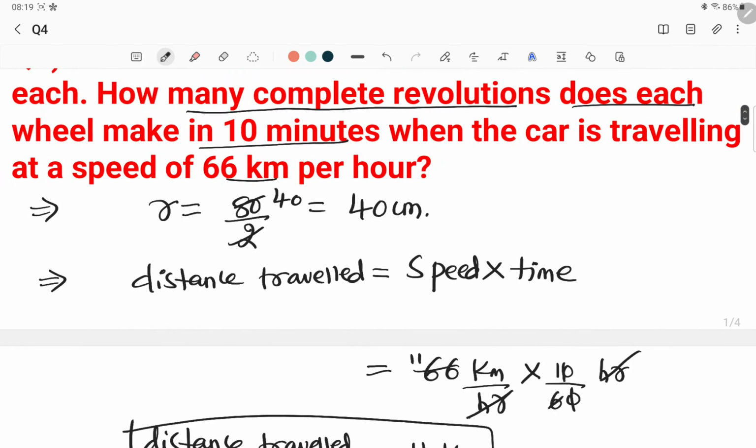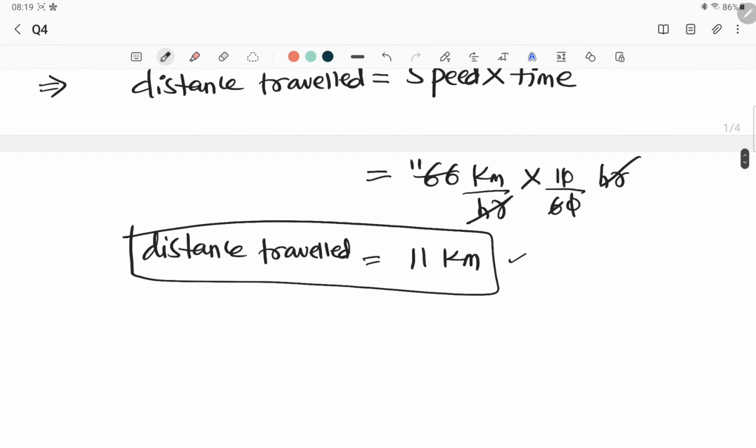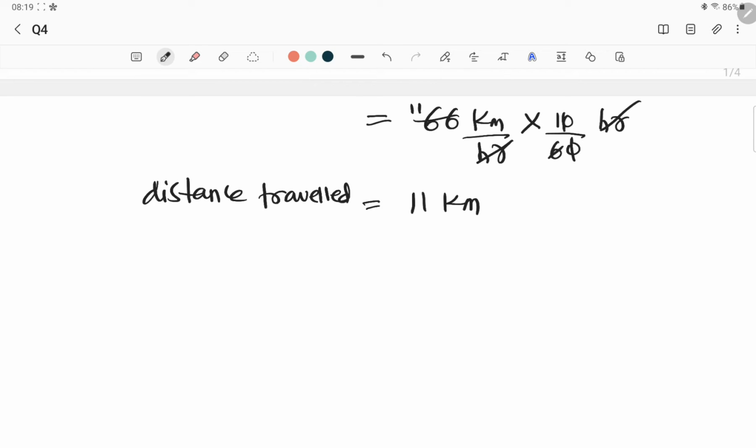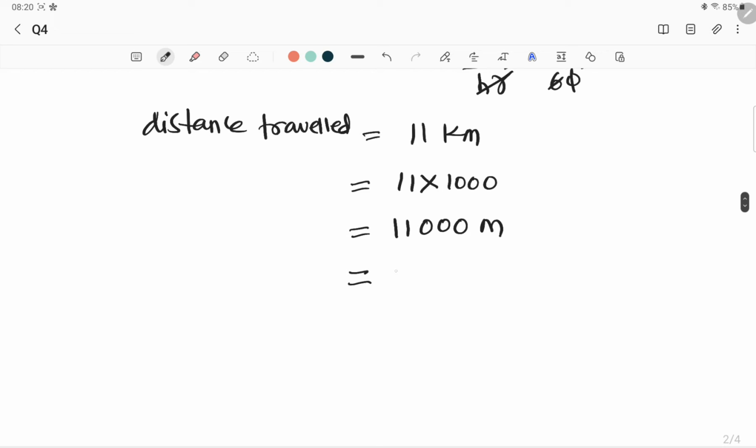All right. And this wheel radius is given in centimeter, so that's why we have to convert this distance traveled into centimeter. So 11 kilometer means how many centimeter will it be? You know that 1 kilometer is 1000 meter. So 11 kilometer means 11 into 1000, which is 11000 meters. Then 1 meter is 100 centimeter, so it becomes 11000 and another two zeros, these many centimeters.